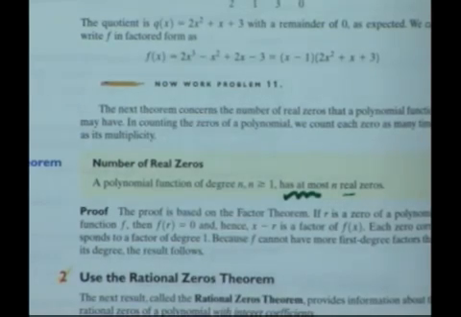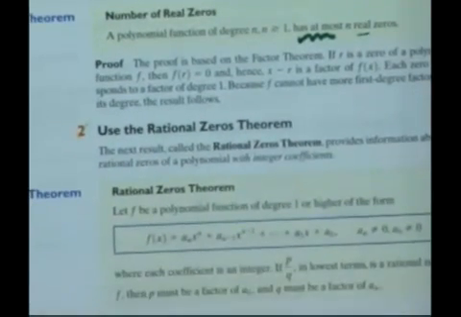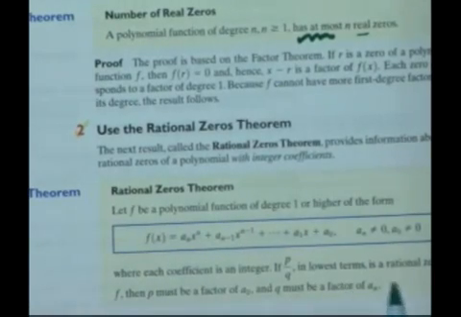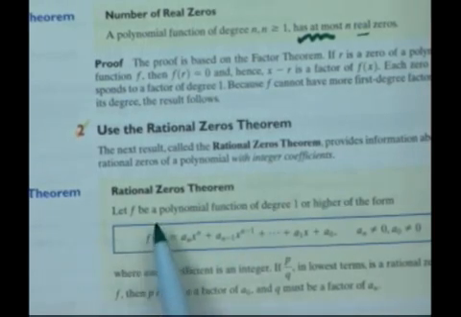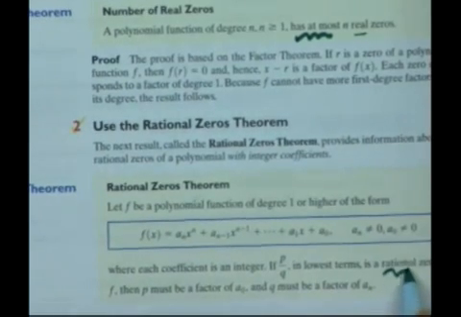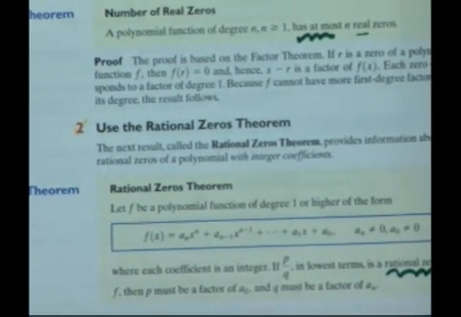All right, now we're looking at the rational zero theorem. If it's a quadratic, you know to jump right on the quadratic formula. So really, you're going to use this if you have a third degree or higher. But if you have a polynomial function, and there are some rational zeros, how are you going to locate what they are?